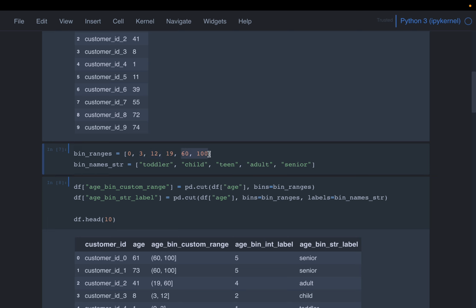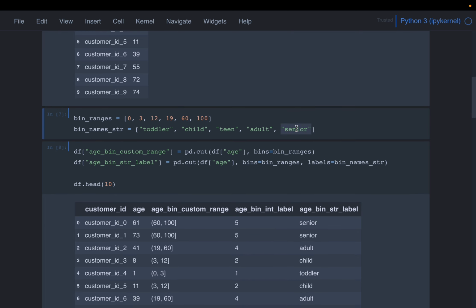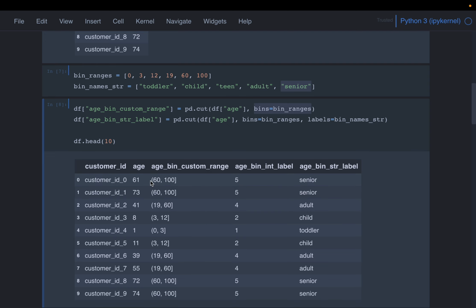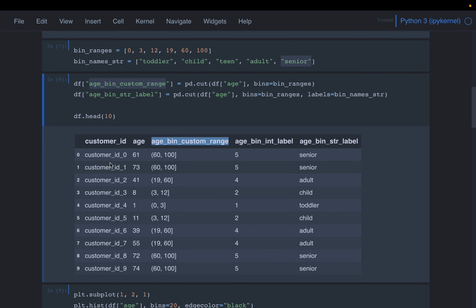And then similarly, between 60 to 100, we are grouping them as seniors. Okay. So now again, we can use the cut function from pandas. Here we are providing the raw feature and explicitly the bin ranges. As we saw in the previous video, this will give us the bin boundaries. So this value, age bin custom range, will return the boundaries. For example, the first customer with age 61 belongs to the bin with boundaries 60 to 100.